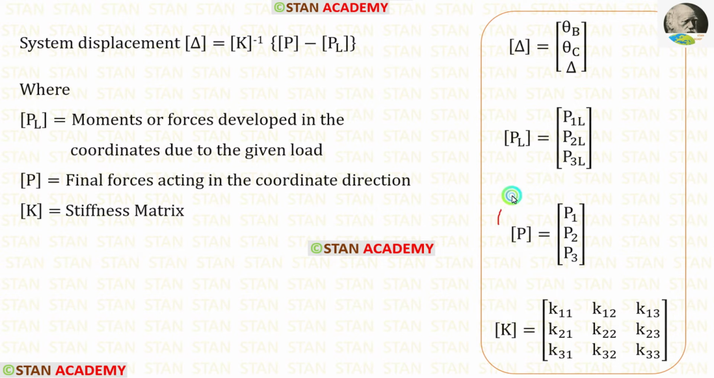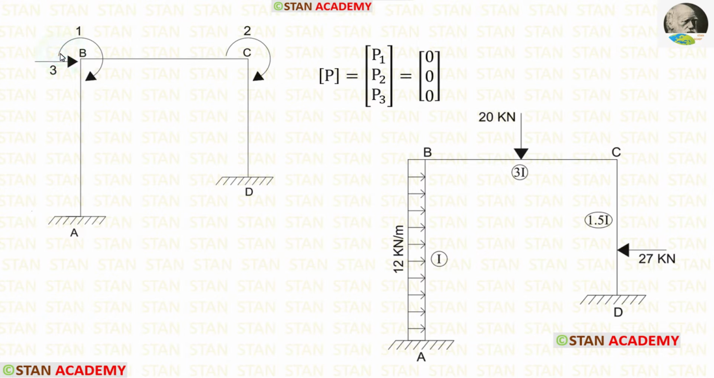Now let us find the P matrix. We have made the first two coordinates in the points B and C. To find P1 and P2, we have to check the points B and C whether there are any movements. In the points B and C, there are no final movements developed. If there is overhanging, there will be movements developed. But in this frame, there is no overhanging. In this case, P1 and P2 will be 0.